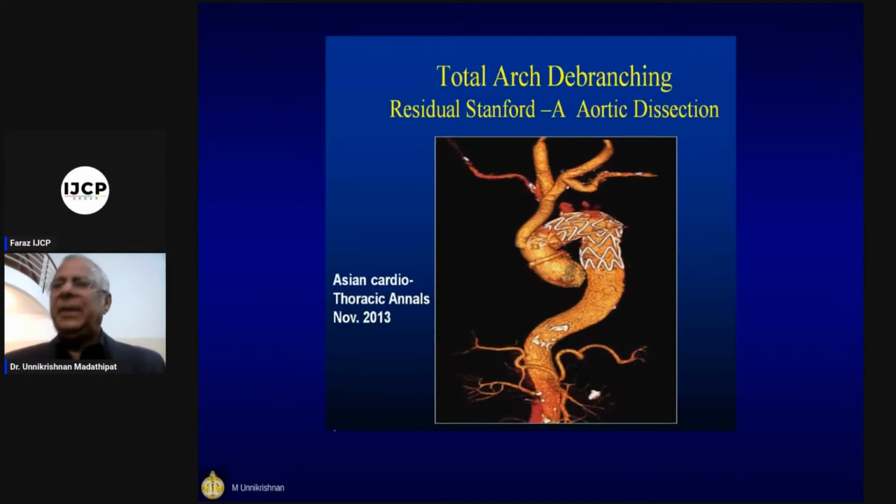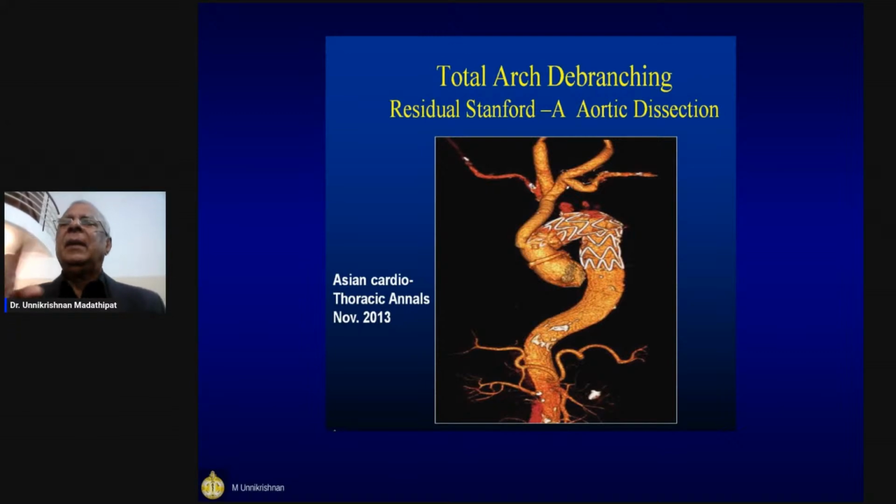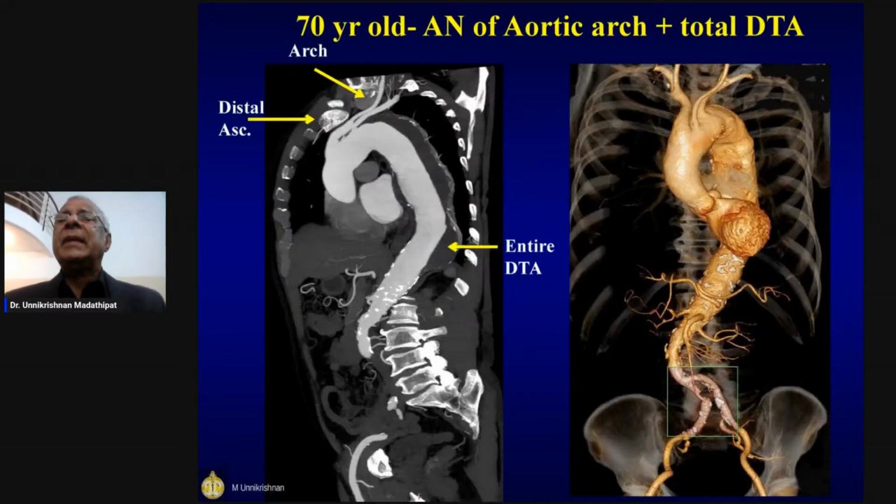Now this I finished, and this is the picture. I have shown you that all three branches are being given grafts from the previous graft, and then we have done a stent graft. So this is the treatment done for the residual dissection in the previous case I mentioned.